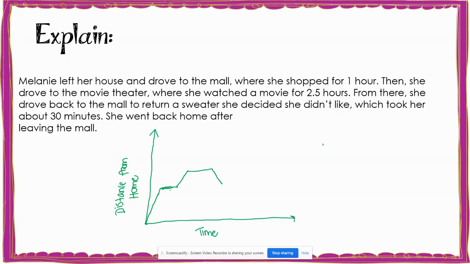Now, at the mall, she returns a sweater that she doesn't like, and it takes her about 30 minutes. So that should be about half the time that she was there the first time since she was there for an hour. So I'm going to draw a smaller line than that first line. And then after she leaves the mall, she goes home. So from here, she drives back home. And again, she's not going to get home immediately. So she's going to drive home, which is going to change some time and the distance.